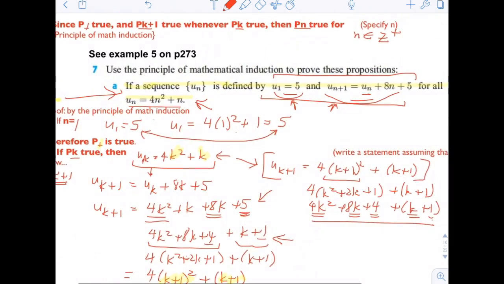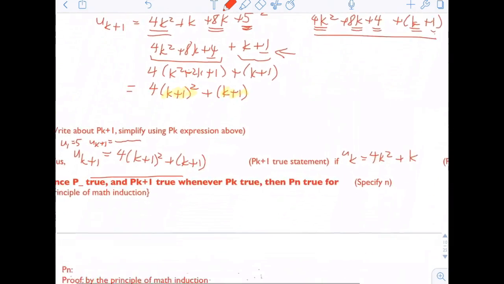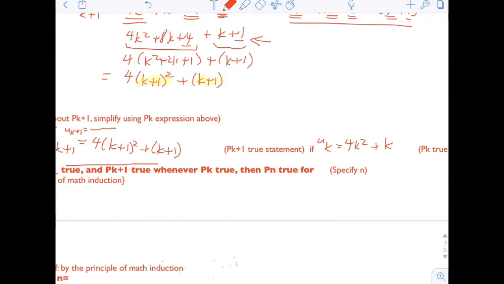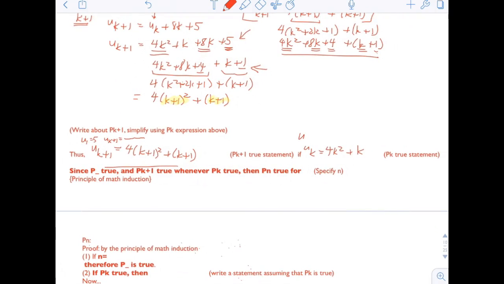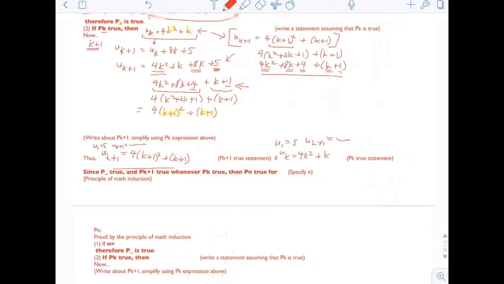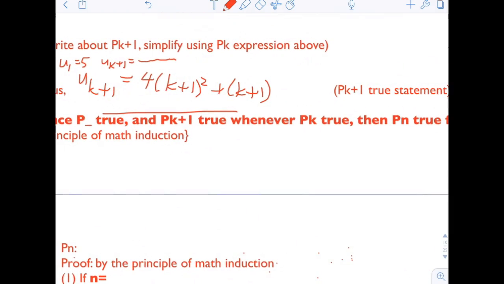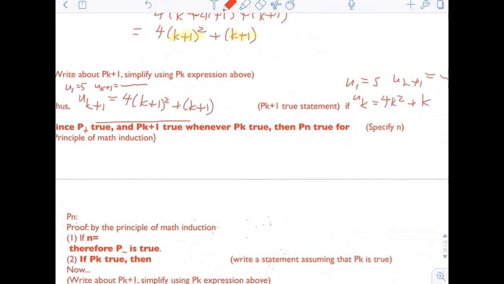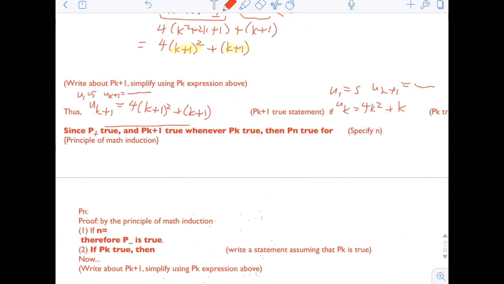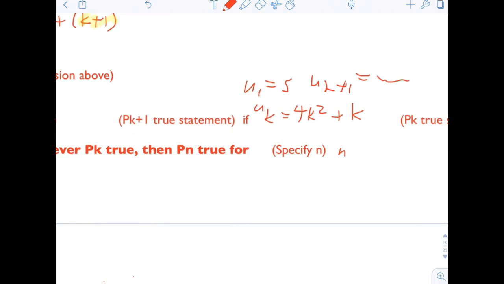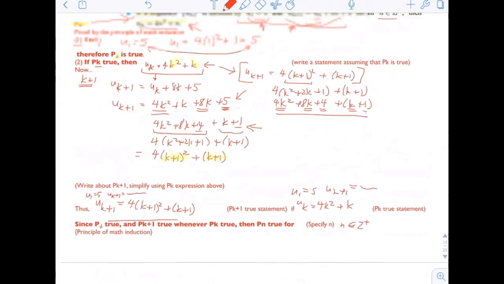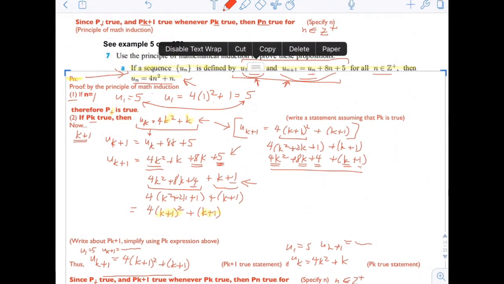Okay, what else do we got up here? Yeah, okay. And then same thing with this one: u1 equals 5, u subscript k plus 1 equals blah, blah, blah. Okay, all right. And since P subscript 1 is true, and P of k plus 1 is true whenever P of k is true, then P of n is true for n in the positive integers, right? Okay, and that's it for page 7.